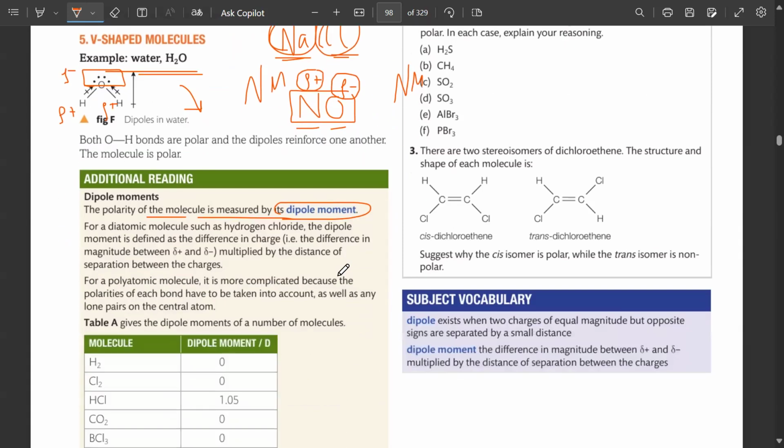For a diatomic molecule such as hydrogen chloride, the dipole moment is defined as the difference in charge and the difference in magnitude between partial positive and negative multiplied by the distance of separation between the charges.